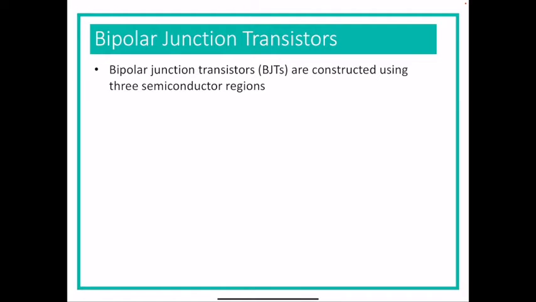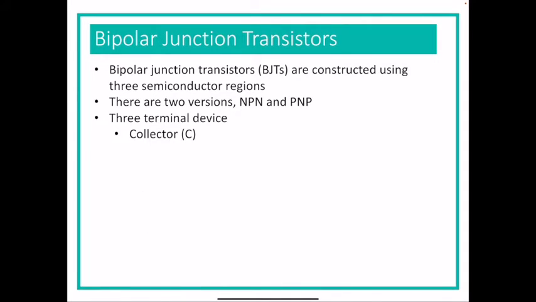So a bipolar junction transistor is basically made using three different semiconductor regions. You can either put N material, P material, then N material, or P, N, and P. So there's basically two versions. There are three terminals that connect: the collector, the base, and the emitter. The collector is similar to the drain in a MOSFET, the emitter is similar to the source, and the base is similar to the gate.